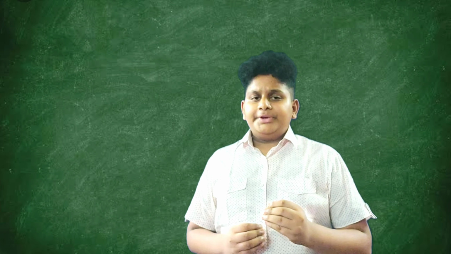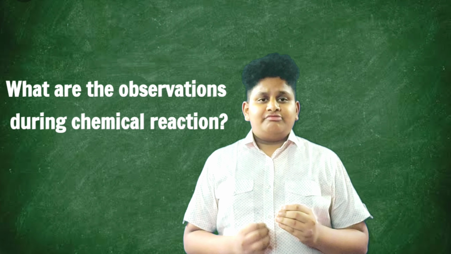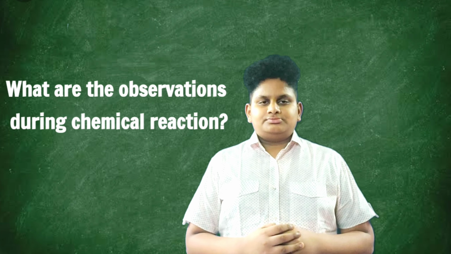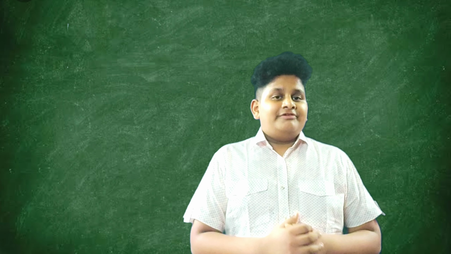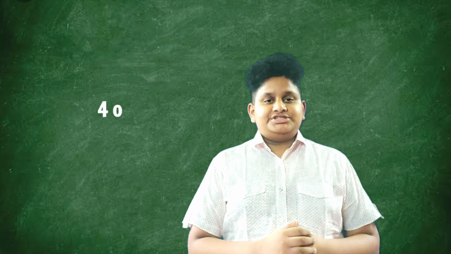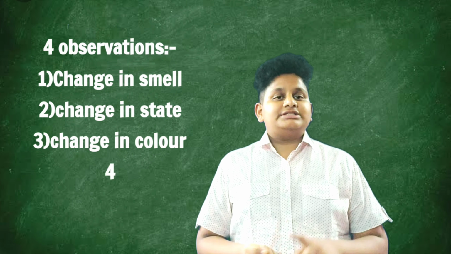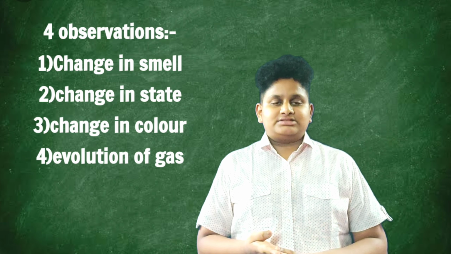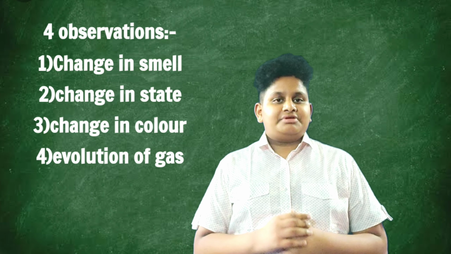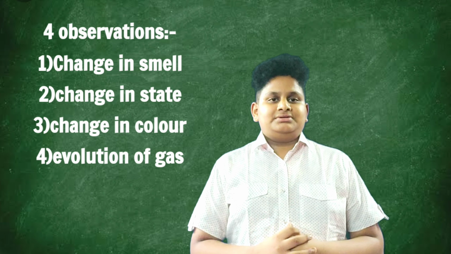Now, can you tell me what observations you see during a chemical reaction? That's correct. We can see four observations: change in smell, change in state, change in color and evolution of gas. These are the 4 observations we can observe during a chemical reaction.